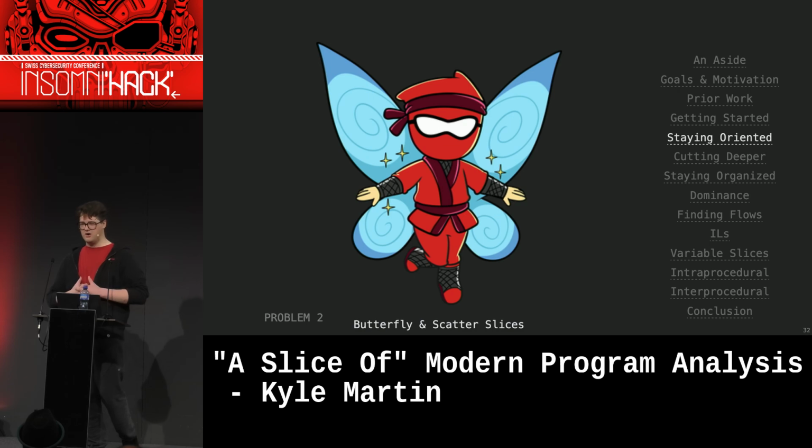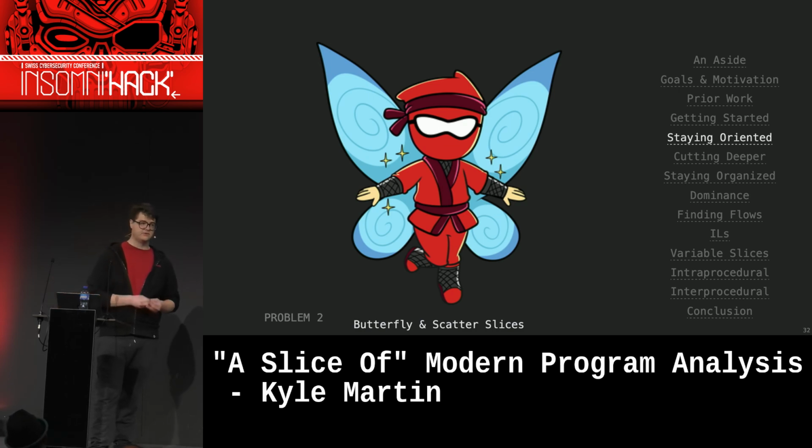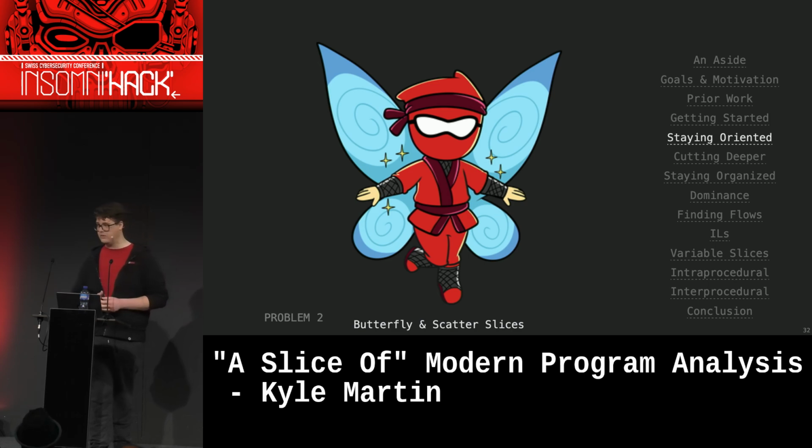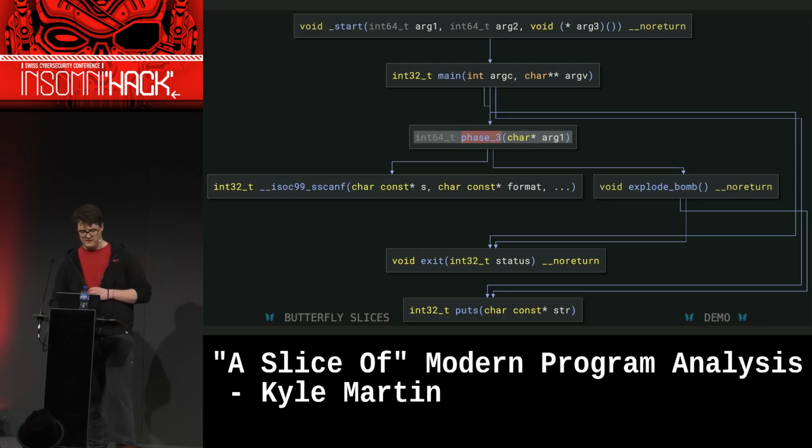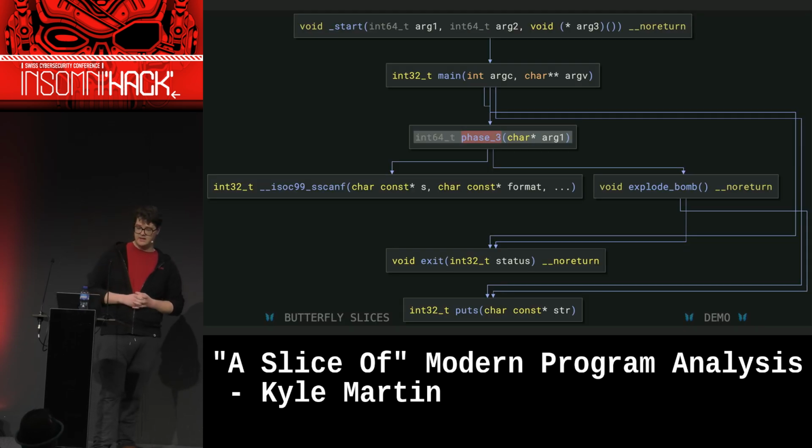So the full call graph makes it hard to analyze those interesting interfaces that we want to be able to look at. The full function call graph basically necessitated me making this butterfly graph and butterfly slice and scatter slices. This is what a butterfly slice looks like. It's who you call and who calls them.